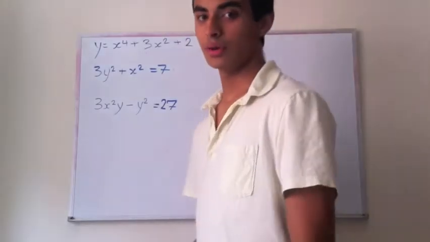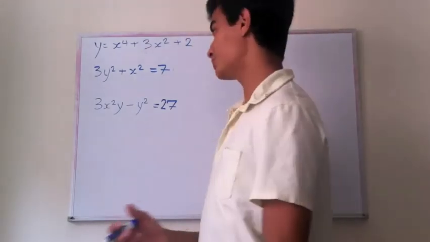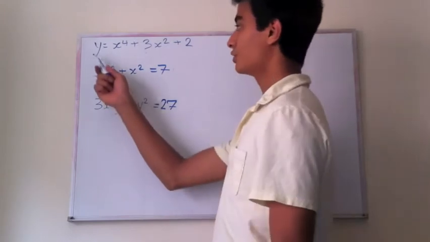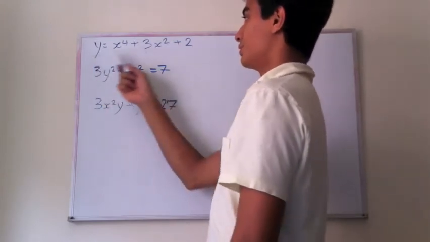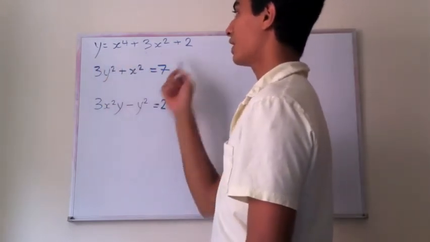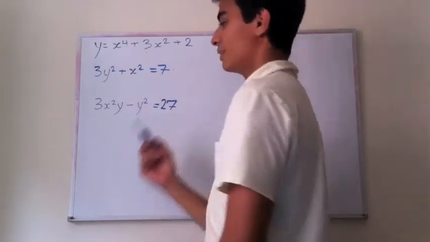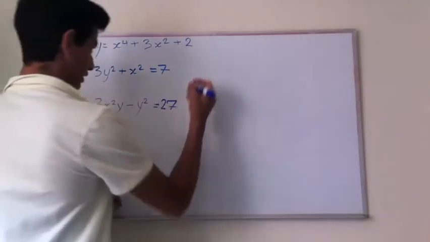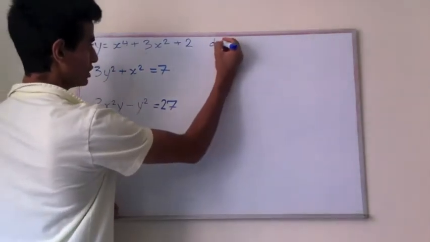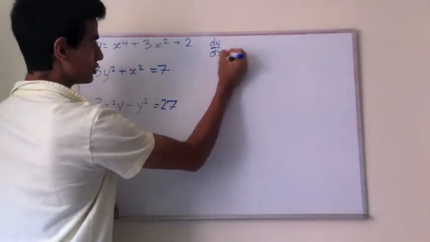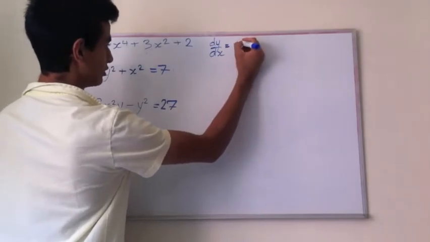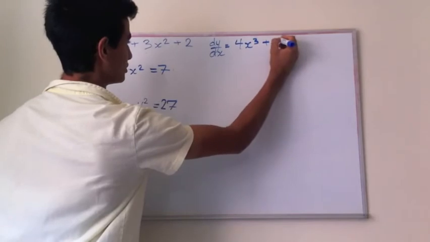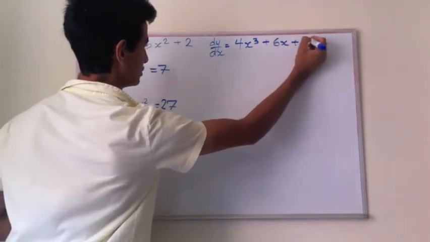In this video I'm going to show you how to differentiate equations where the y term is not always explicitly defined. So if you look at equation number 1 here, you'll see that y is clearly defined in terms of some x function, meaning that the y variable is isolated on one side of the equation. And this is actually quite easy to differentiate because all you need to do is apply the power rule to get that the derivative is 4x cubed plus 6x plus 0.